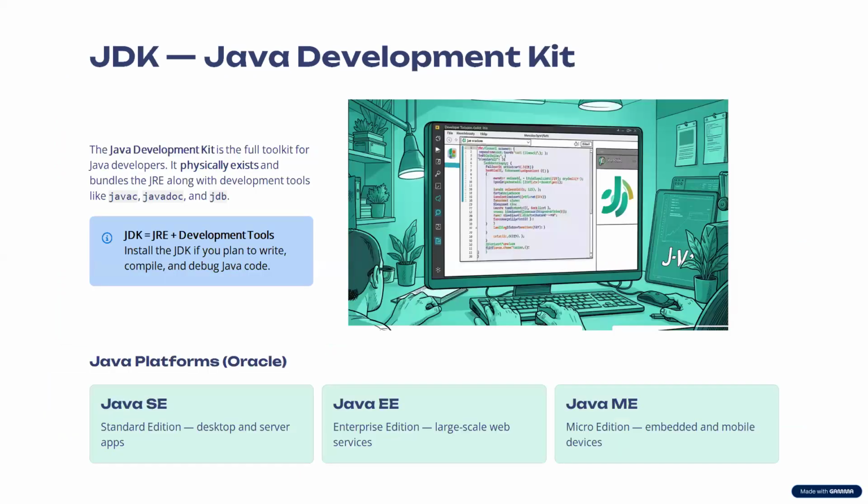So what is JDK? JDK is the Java Development Kit. It's a combination of JRE and development tools. Whenever the JDK gets installed, we can write the program, compile the program, and debug the programs. As we discussed in the last class, we have three editions: Java SE, Standard Edition, for desktop applications; Java Enterprise Edition for large-scale web services; and for mobile devices or embedded systems, you can go with Java ME. JavaFX is also there for interface designing.